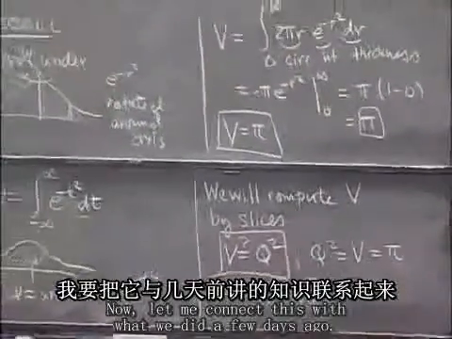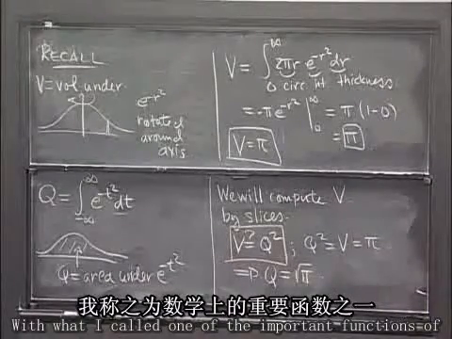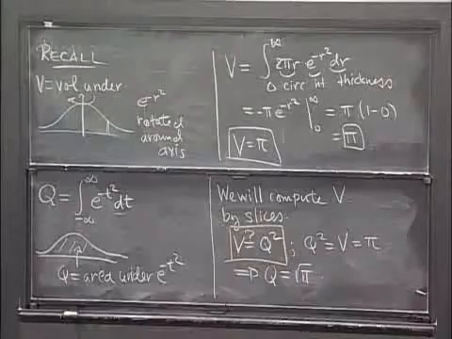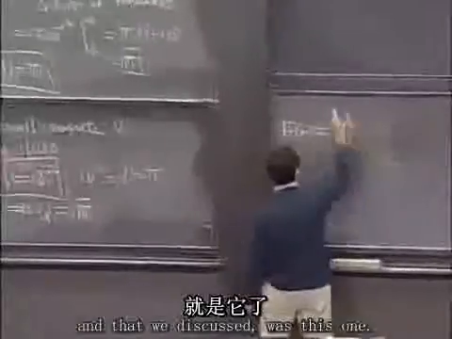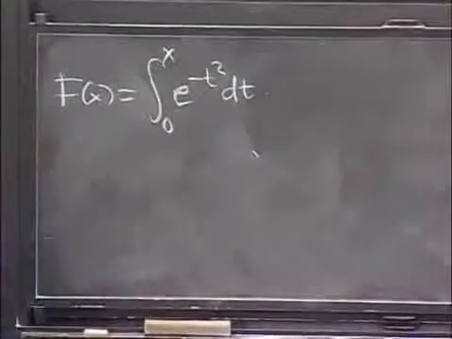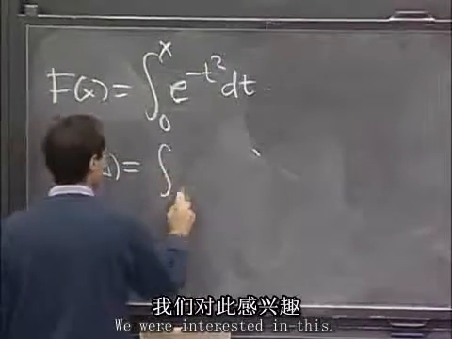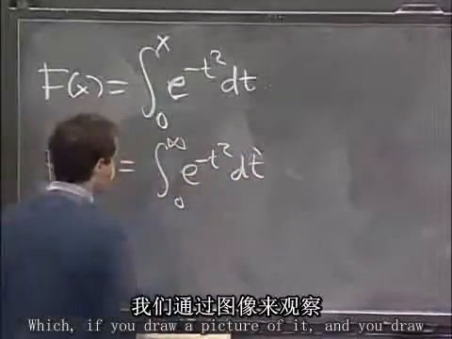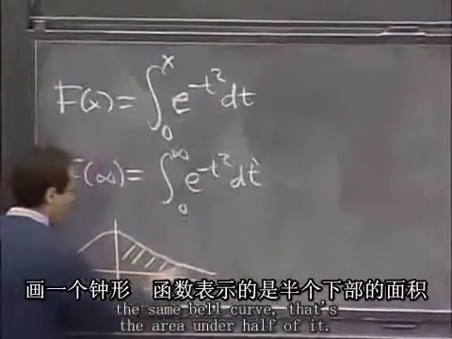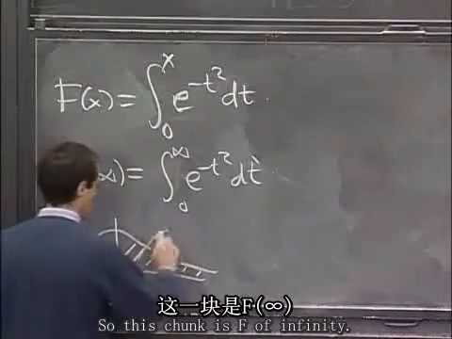Now let me connect this with what we did a few days ago with what I called one of the important functions of mathematics besides the ones you already know. And so the function that we were faced with and that we discussed was this one. And then we were interested in the value at infinity. We were interested in this, which, if you draw a picture of it and you draw the same bell curve, that's the area under half of it. That's the area starting from 0 and going to infinity. That's the area under half. So this chunk is f of infinity.